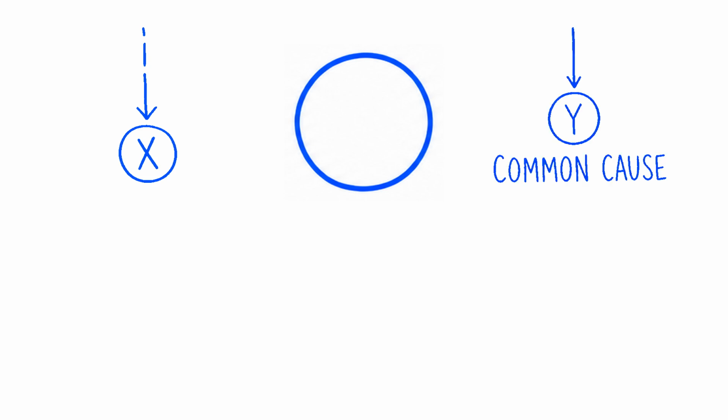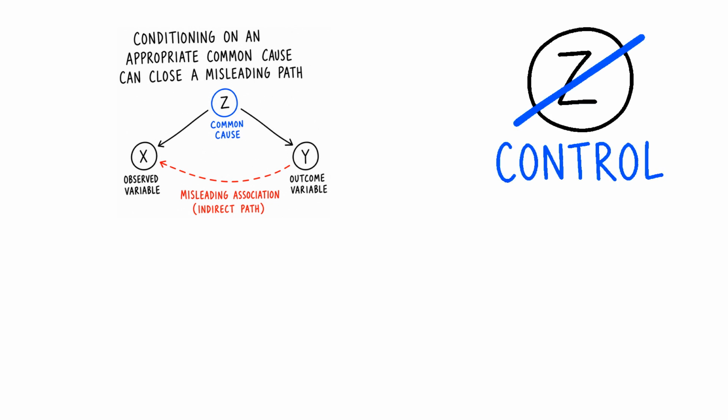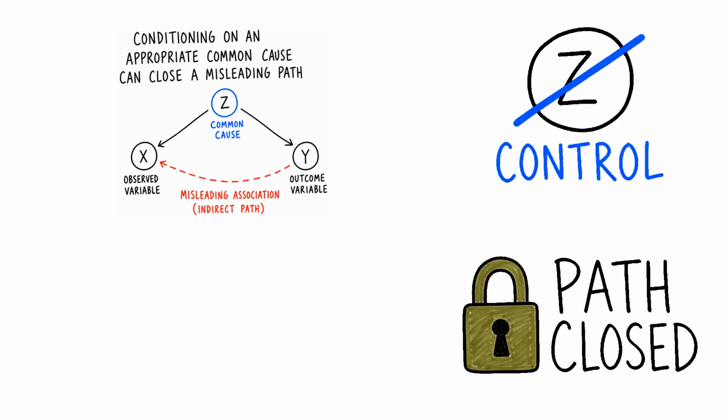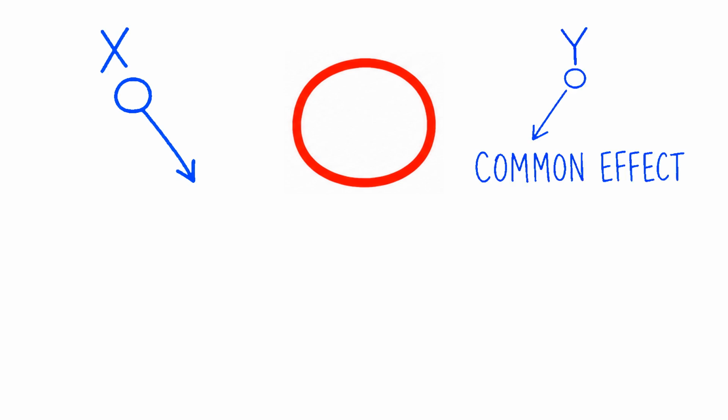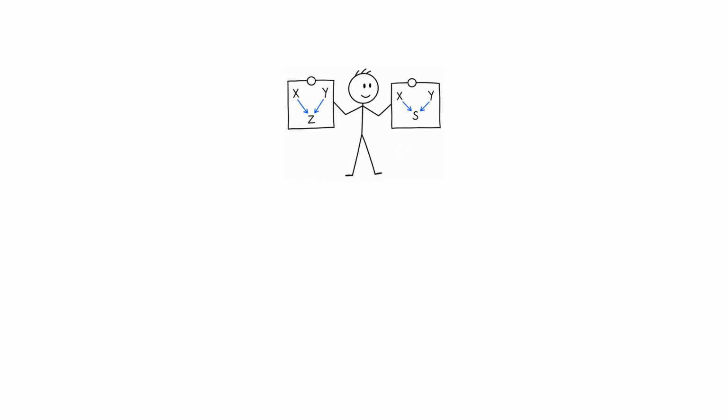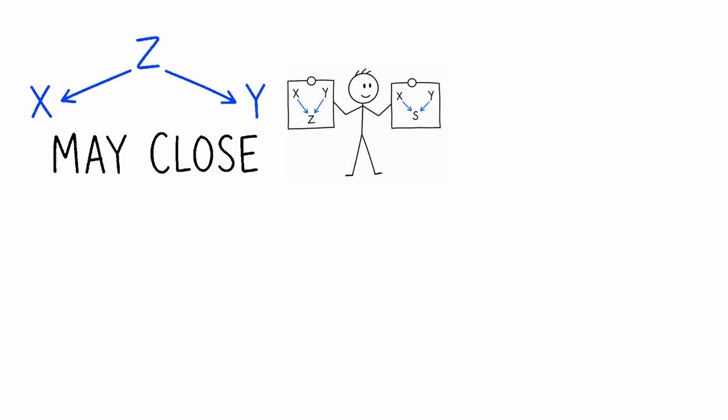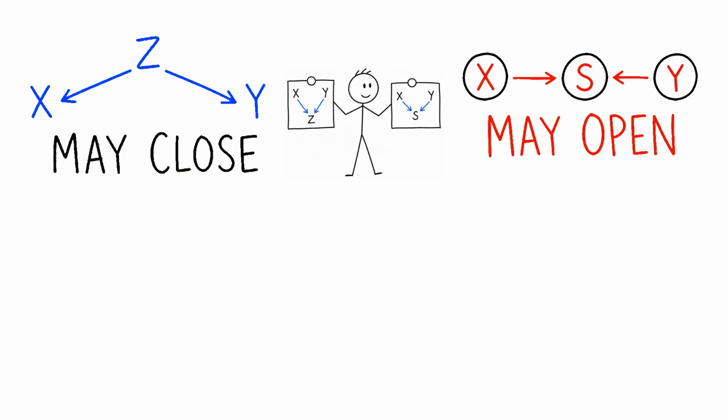Now compare two diagrams. In the first, a third variable causes both the exposure and the outcome. The arrows split from a common cause. That is the classic shape of confounding. Conditioning on an appropriate common cause can close a misleading path. In the second, two arrows point into a common effect. That is the collider shape. Conditioning on the common effect can open a misleading path. The pictures look similar if you ignore the arrowheads. The correct adjustment can be exactly opposite. Causal direction is doing the work.